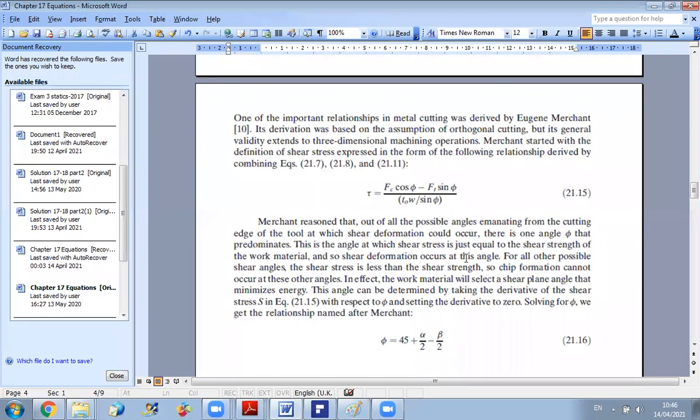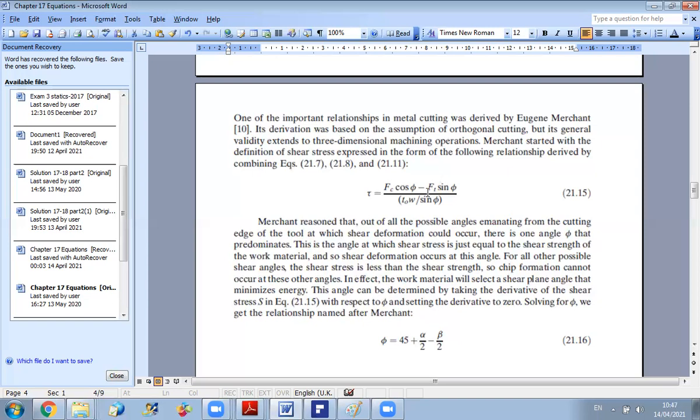So what he did is that he found the expression of shear stress and derived it to get the value of the minimum. He said that in fact the work material will select a shear plane angle that minimizes energy. This angle can be determined by taking the derivative of the shear stress equation with respect to phi and setting the derivative to 0. After finding the expression of shear stress as a function of phi, he said that to have an optimal cutting operation, I should minimize energy while obtaining the same performance. So I should find, for a certain cutting operation, what the minimal shear is and which angle it corresponds to.